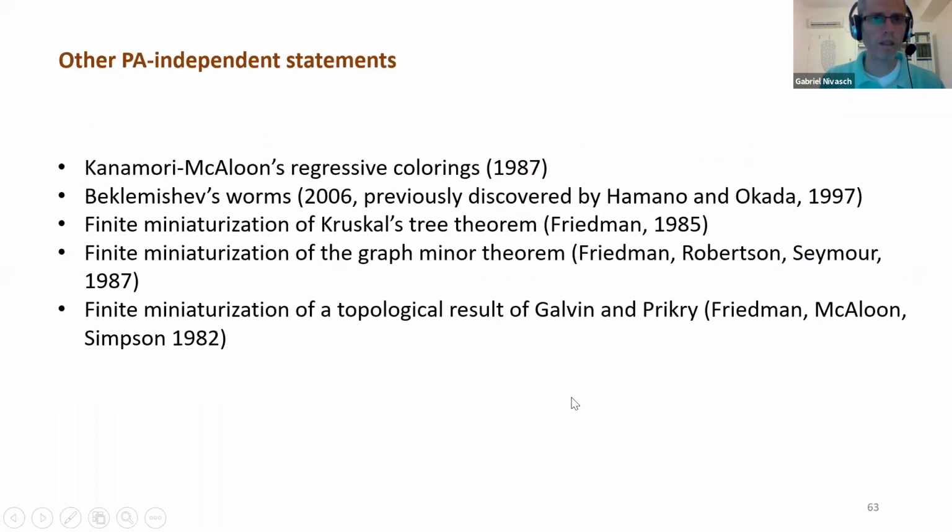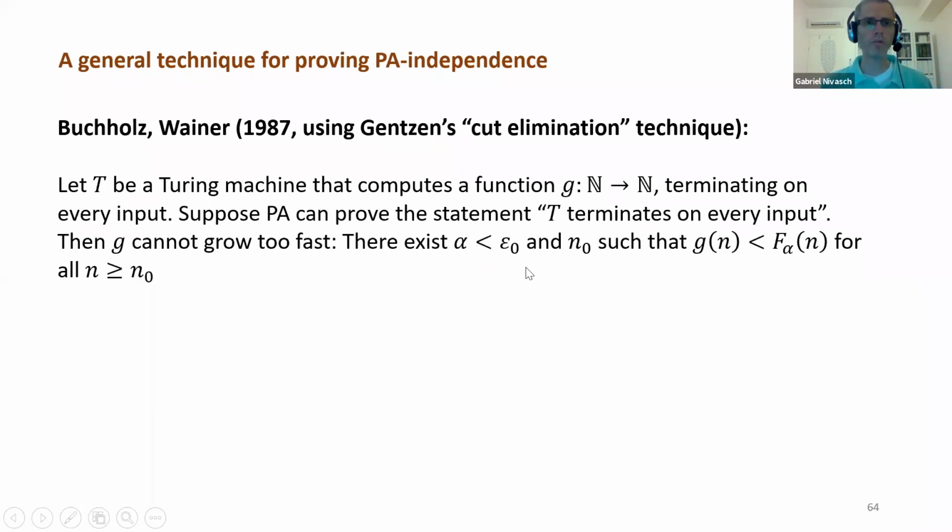There are many other PA-independent statements: Kanamori-McAloon's regressive colorings, the worms by Beklemishev, which were actually previously discovered by Hamano and Okada, finite miniaturizations of Kruskal's tree theorem, the graph minor theorem, and a few other things. Okay, and there's this general tool for proving that something cannot be proved in Peano arithmetic. This result by Buchholz and Wainer is based on Gentzen's cut elimination, which we mentioned before.